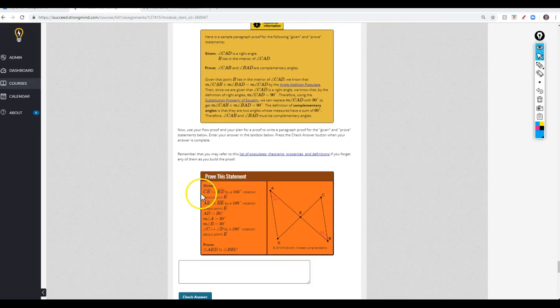So it says, given that segment CE is transformed to segment ED by a 180 degree rotation about point E, segment AE is transformed to segment BE by a 180 degree rotation about point E, the distance of AD is equal to the distance of BC, the measure of angle A equals 30 degrees, the measure of angle B is equal to 30 degrees, and angle C is transformed to angle D by a 180 degree rotation about point E. Prove that triangle AED is congruent to triangle BEC.